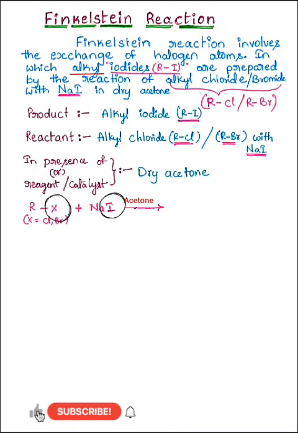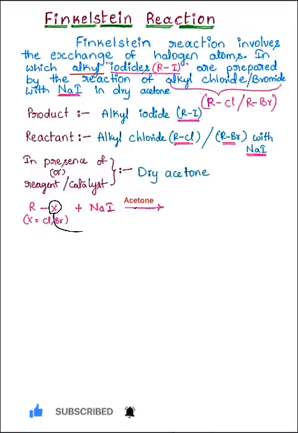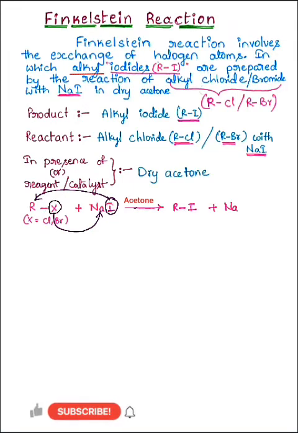So here chlorine or bromine is replaced with iodine, in the presence of dry acetone. By that exchange, the halogen in the alkyl halide, that is chlorine or bromine, is going to combine with sodium and form sodium halide. And the remaining alkyl group is going to bind with iodine and form alkyl iodide. So alkyl iodide is the main product in this reaction and sodium halide is formed as a byproduct.